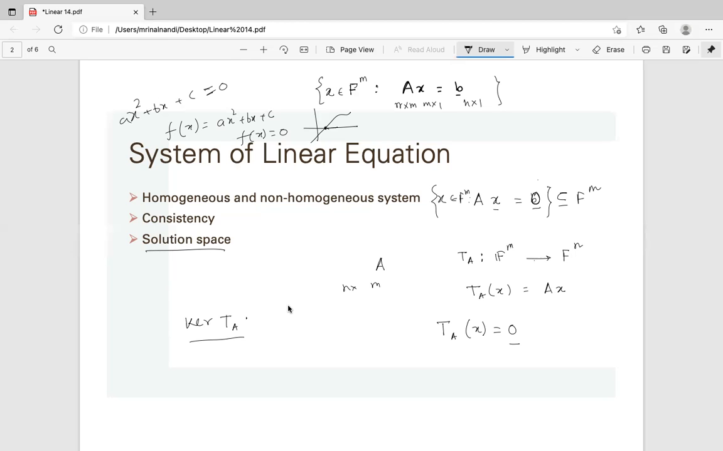For homogeneous, it is always consistent. Now, if it is non-homogeneous, there is no question of kernel; the kernel is not the solution. So in the next slide we'll see what happens if it is inconsistent.